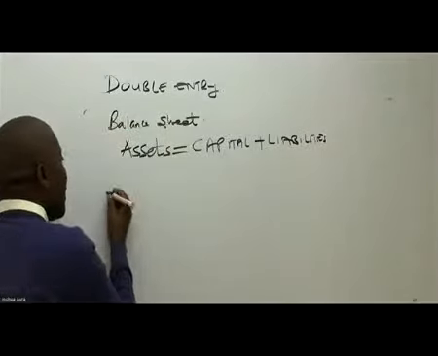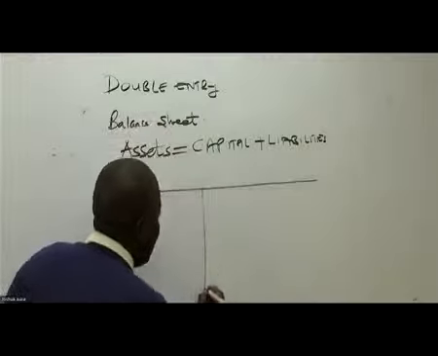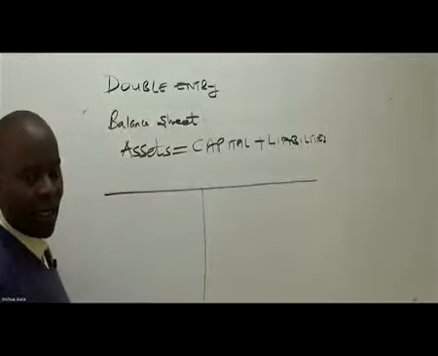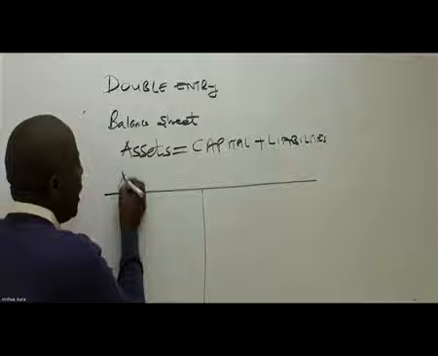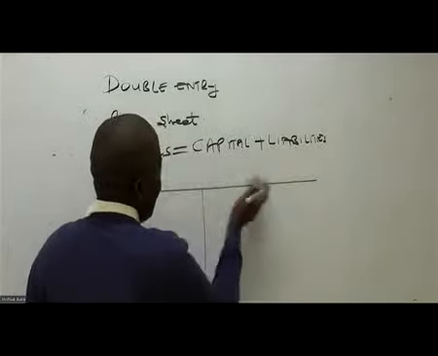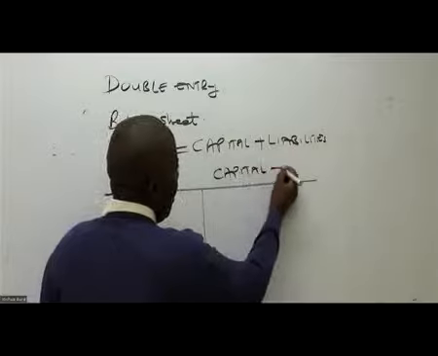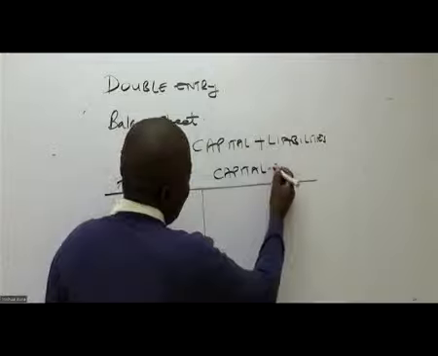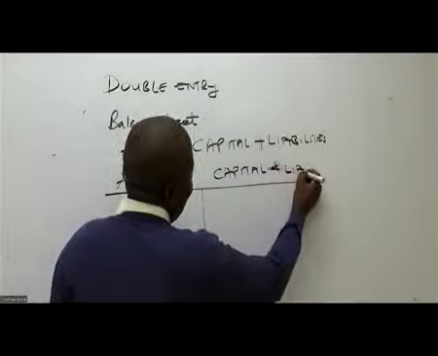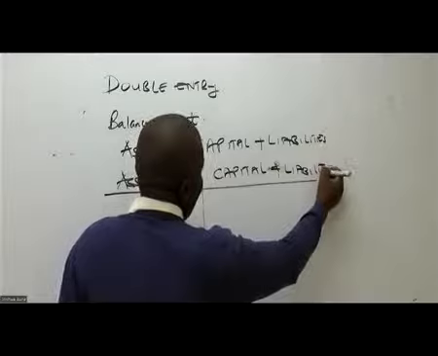And if you remember, ladies and gentlemen, the old balance sheet used to be in T format like this. We used to have assets here, and then on the other side, to balance our equation, we used to have capital and liabilities here. Capital and liabilities like that.